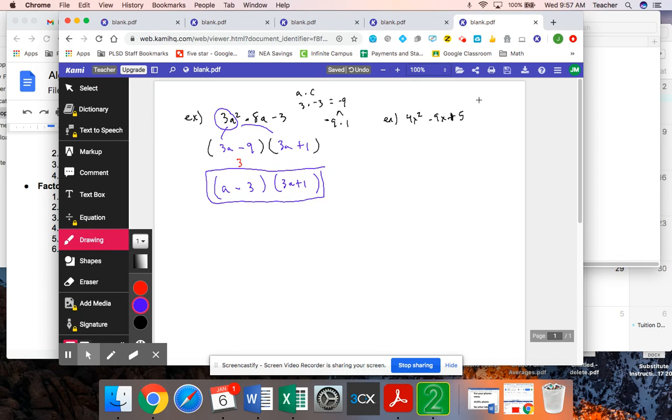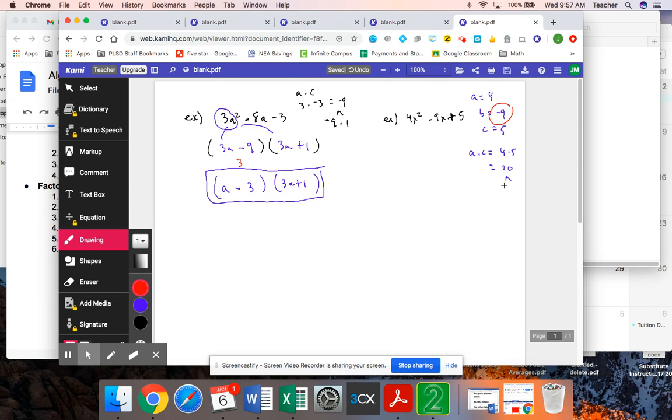All right, over here, let's do the same thing. I have a is equal to 4, b is equal to -9, c is equal to 5. I know that a times c is 4 times 5, or 20. I just need factors of 20 that add up to -9.